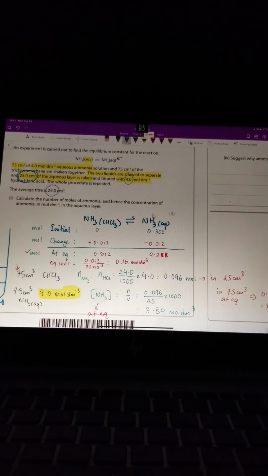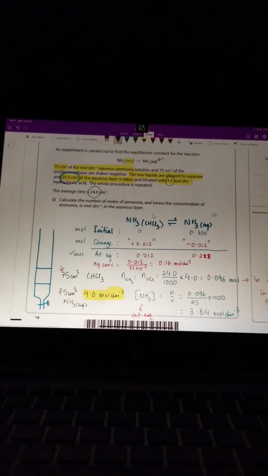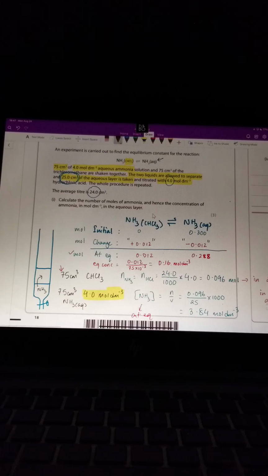Which part? 0.012. The 0.012 moles of ammonia that was removed from the aqueous layer went into the trichloromethane layer. Ammonia is going from the aqueous layer to the trichloromethane, and the amount is 0.012 moles. Change on one side is equal to change on the other side because of the molar ratio 1:1.